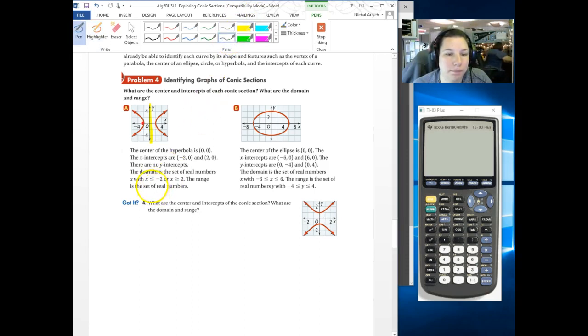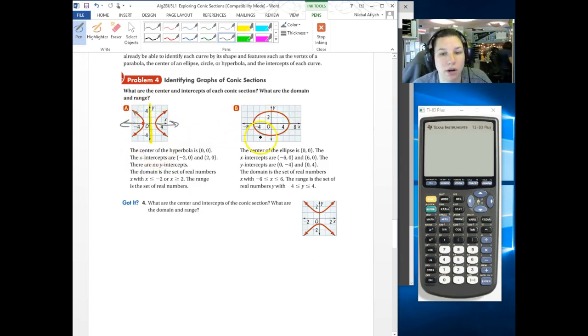Our domain is all of the numbers that are less than -2 and all the numbers that are greater than +2. This spot right here is not included in the domain. And then the range is all values. Every one of these y's is going to be hit at some point because these graphs just keep going and going.